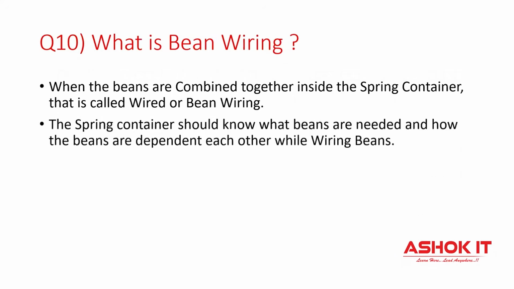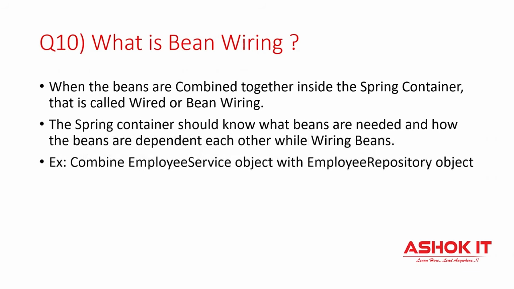Here, one is called the dependent object and the second is called the dependency object. In standard words, we can also call it injecting dependencies into the dependent class object. That is called bean wiring. Let's take one small example. Here we have employee service and employee repository. I want to create a repository object and inject it into employee service. That is called wiring.